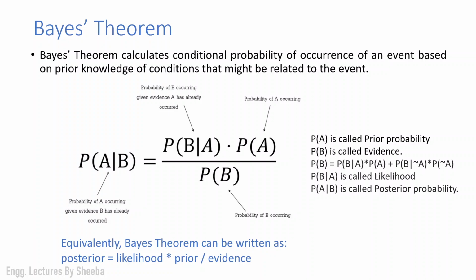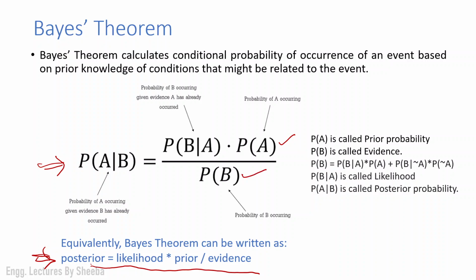So you can actually write this equation otherwise like this. In words you can say it as posterior is equal to likelihood into prior divided by evidence. So this probability of A is called prior probability, and probability of B is called evidence.